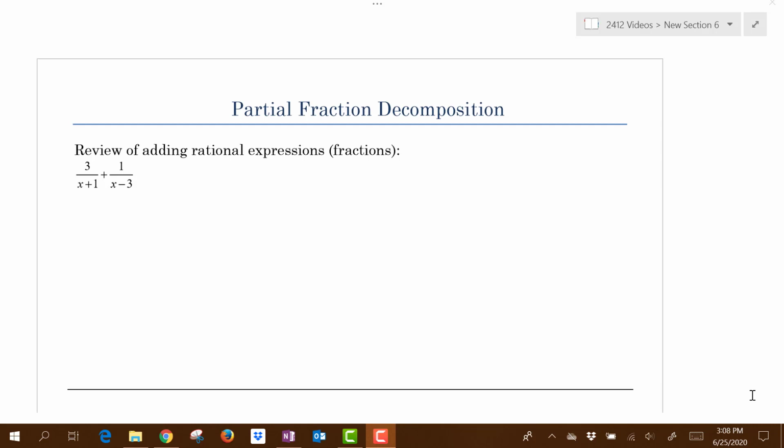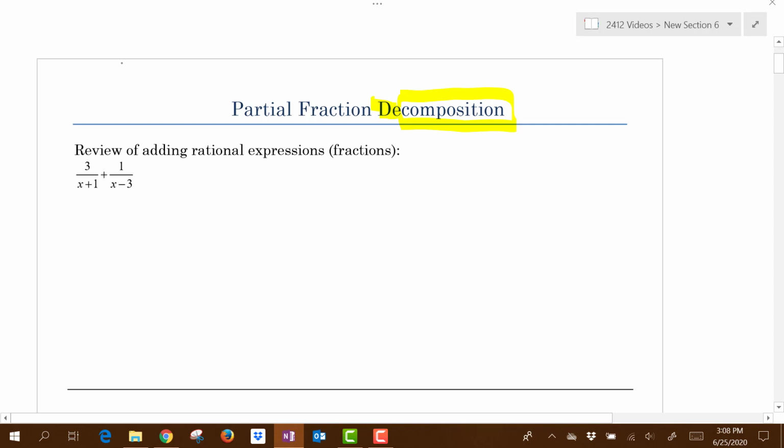Alright, we're going to talk about partial fraction decomposition. But before we do that, we're going to review a few things and talk about some vocabulary. Alright, before we can talk about something called decomposition, which is the opposite of composition, let's talk about what we mean by composition.